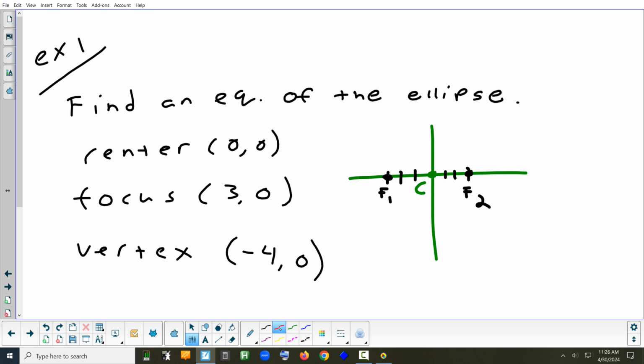Negative 4, 0, and 4, 0. So what kind of ellipse is this going to be? Horizontal or vertical? Horizontal. Everything's lining up horizontal. Okay, this isn't exact, but it's going to be something like that. I didn't space things too well.